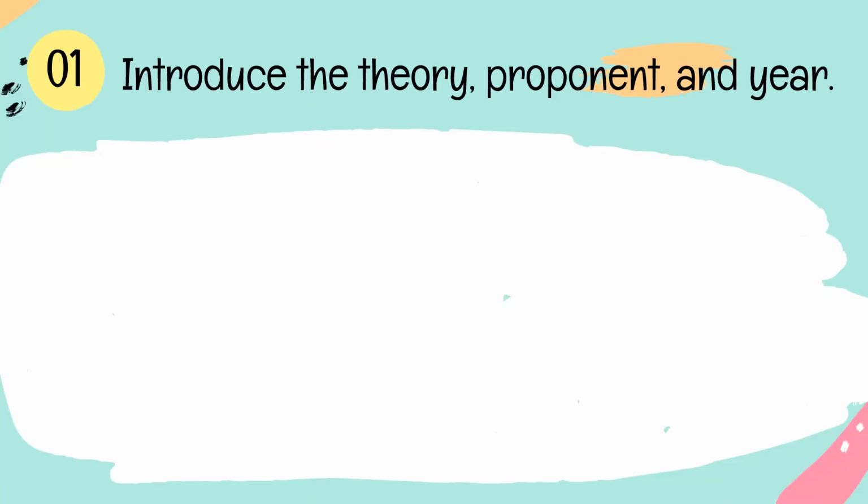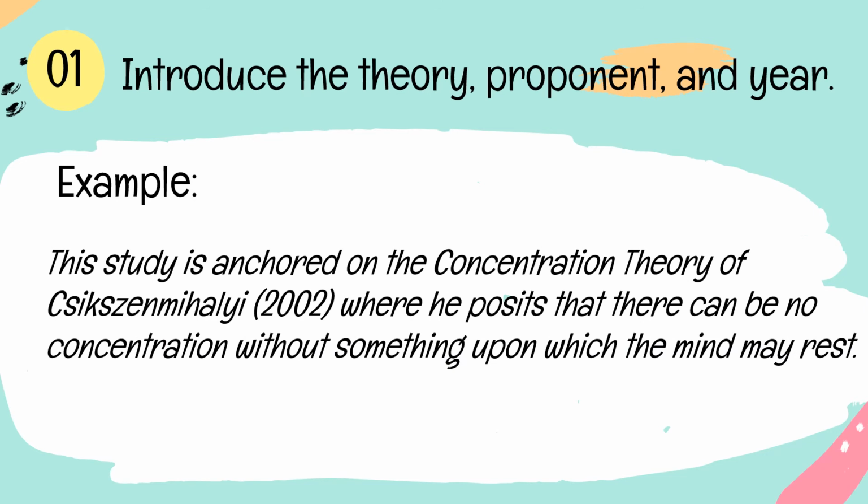On the first step, you need to introduce the theory, proponent, and the year. I'm sure as you research relevant information that will support your study, there are many theories that are available. From those theories, evaluate each. Then, choose the theory that best supports your study. Introduce it. Here is the example. As you notice, the theory and who is the proponent of the theory and the year was stated.